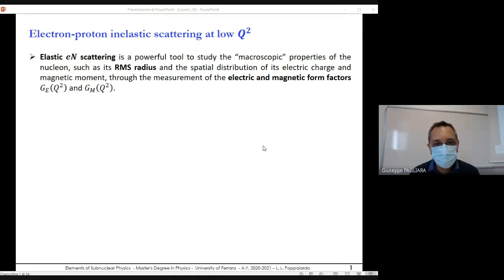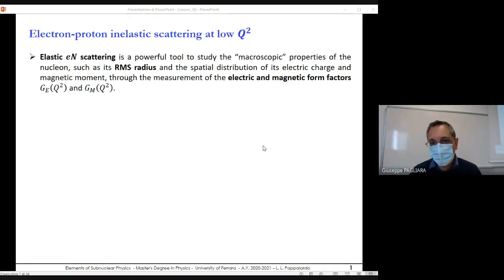So let's start. Yesterday we started our journey into the internal structure of the proton, beginning with the low energy phenomena, essentially elastic electron-proton scattering. The electron is the ideal probe to study the electric charge distribution and also the magnetic moment distribution inside the proton. We discussed several approximations that we removed step by step, and at the end we derived a more general form of the cross-section that also takes into account the spatial distribution of the electric charge and the magnetic moment in terms of the electric and magnetic form factors.